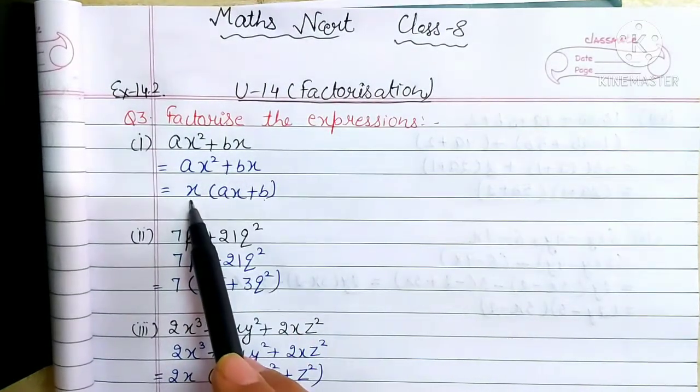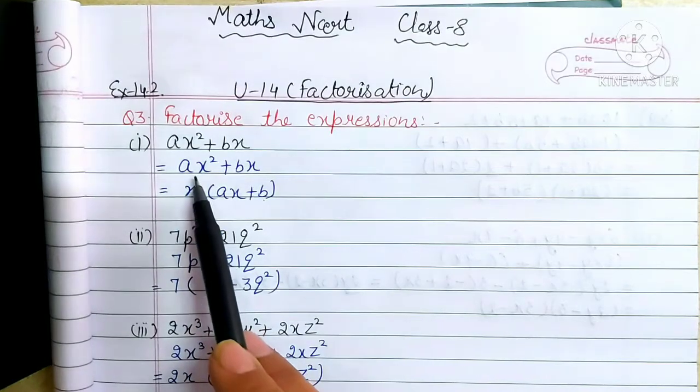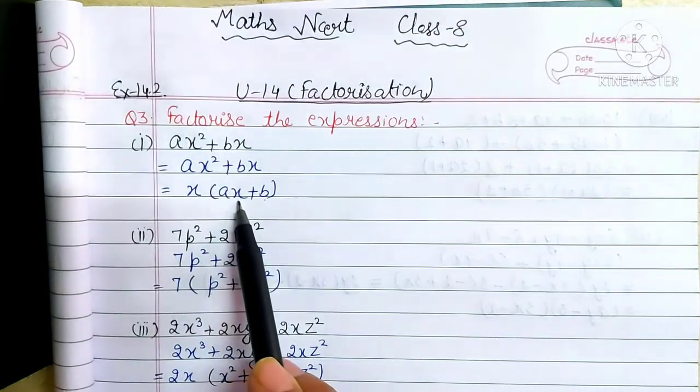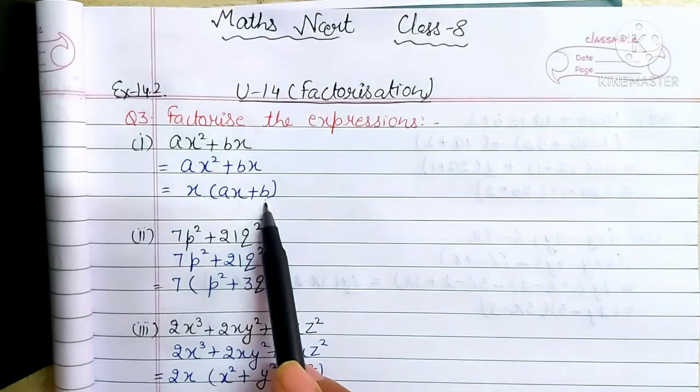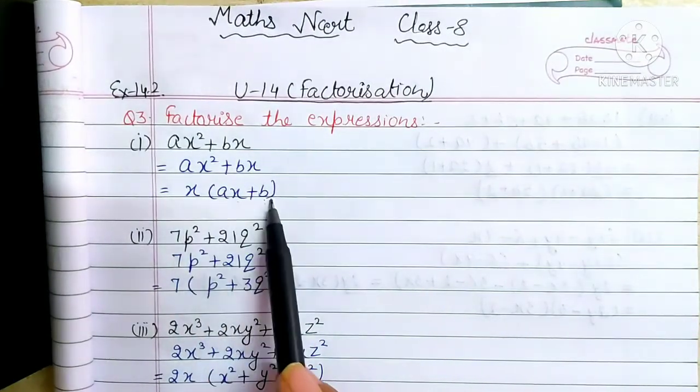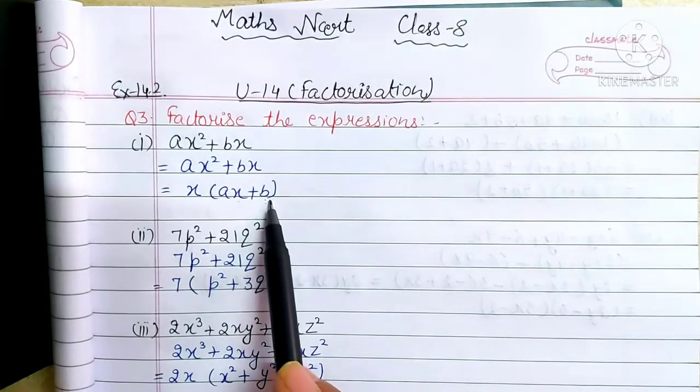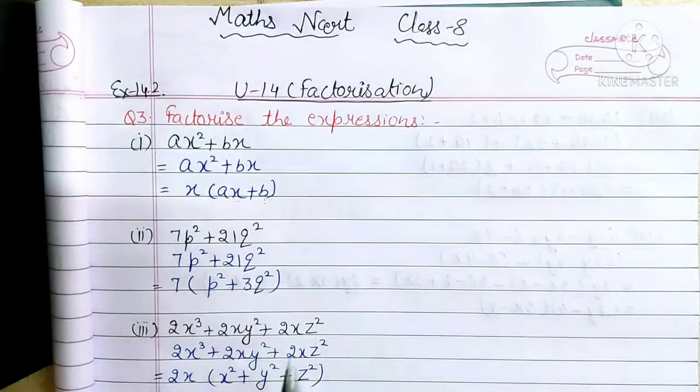So if I take x common from ax square, then what is left? Ax will be left. And when I take x common from bx, then only b will be left. And you can observe this is the irreducible form. So this is the required factorization.